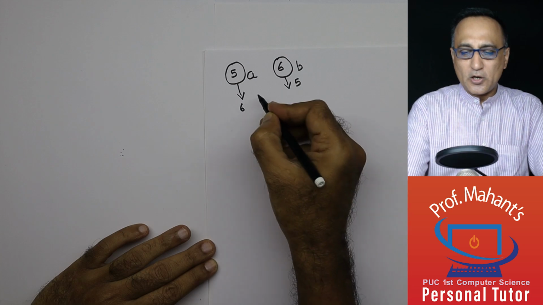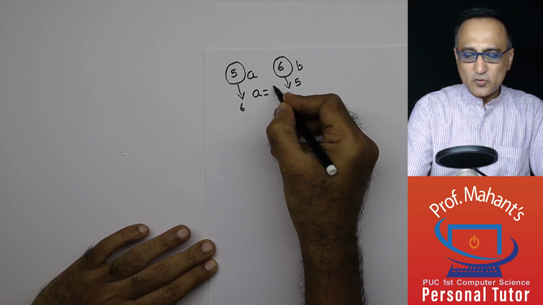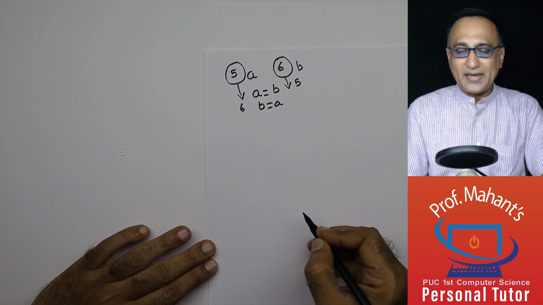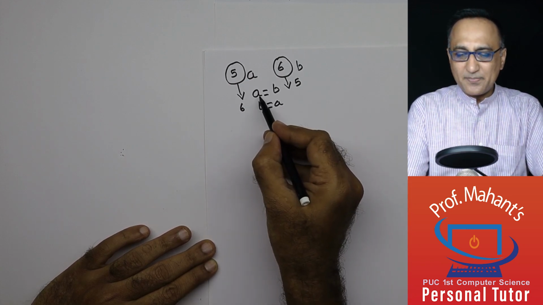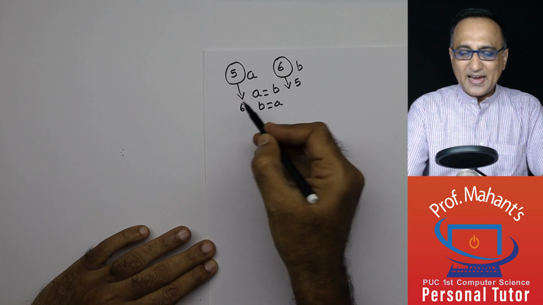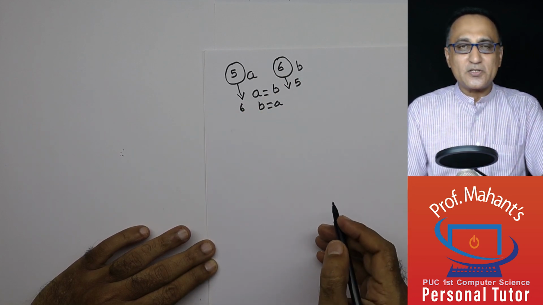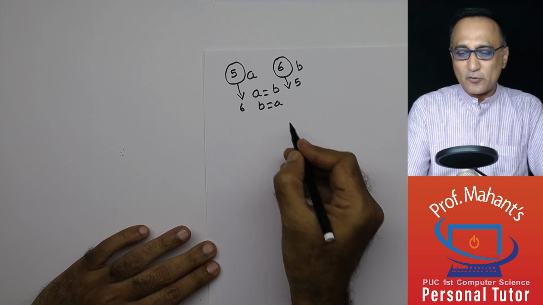As I had told you in algorithms, you cannot do it like this. You cannot say A is assigned the value B and B is assigned the value A. Because once you do this step, both will become 6 and you will have lost the value of 5. So let us see how we can solve this particular problem using a flowchart.